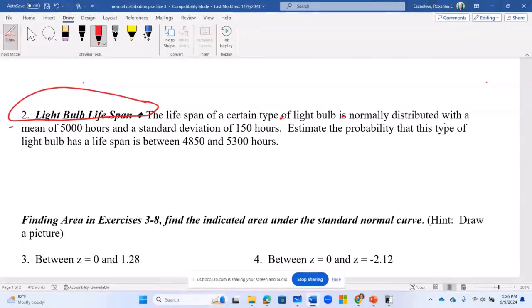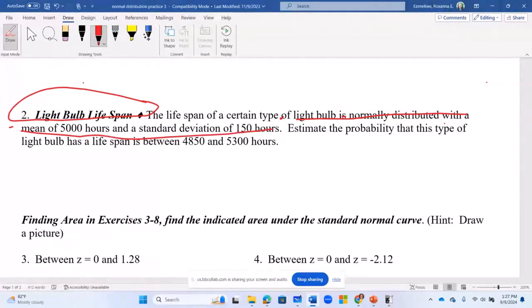Do you know the difference between a normal curve and a standard normal curve? You have to know the difference. The standard normal is standardized with z-scores. The ordinary normal curve is not standardized, because some people, even some teachers, make mistakes. So be careful. All right, so now I am given the lifespan of a certain type of light bulb with a mean of 5,000 and a standard deviation of 150.